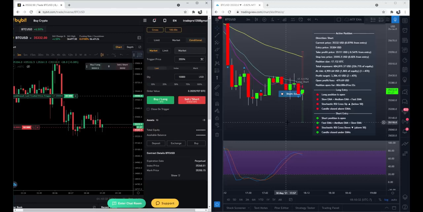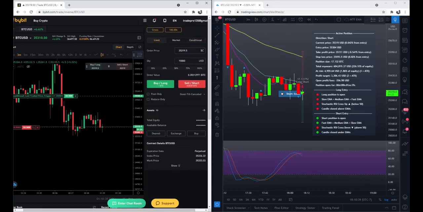So as you can see, the limit got filled, and so I'm in the position for a short of $10,000 on Bitcoin here. And I'm just going to fast forward through it now. I'm just placing a take profit target, and then we shall see how it plays out. So there it is.